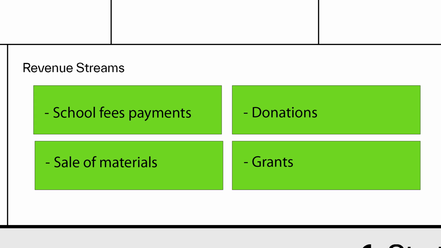So for this school, money would come in mostly through the payment of school fees, but I also envisage that they would have revenue streams like donations. Yes, donations. You would be surprised that some of the most expensive schools still get donations. Ask Harvard. They might also sell materials, they might get grants. So, those are revenue streams. Essentially, how is money going to come in?